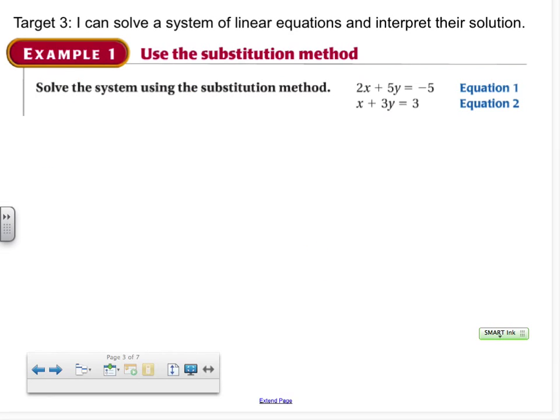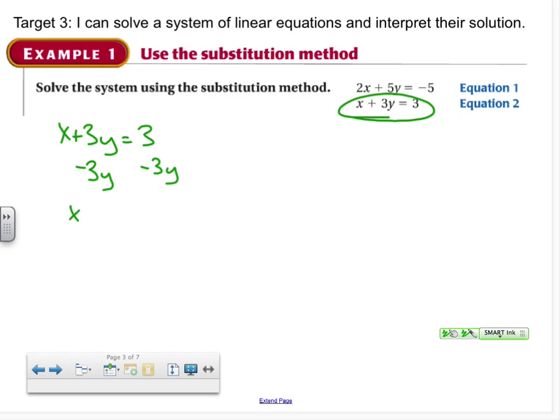We got 2x plus 5y equals negative 5 and x plus 3y equals 3. We'll start by noticing that in the second equation, the coefficient on x is positive 1. That means it's really easy to solve for x. So that's what I'm going to do. I'm going to solve the second equation for x. And that's quite simply subtract 3y. x equals 3 minus 3y.